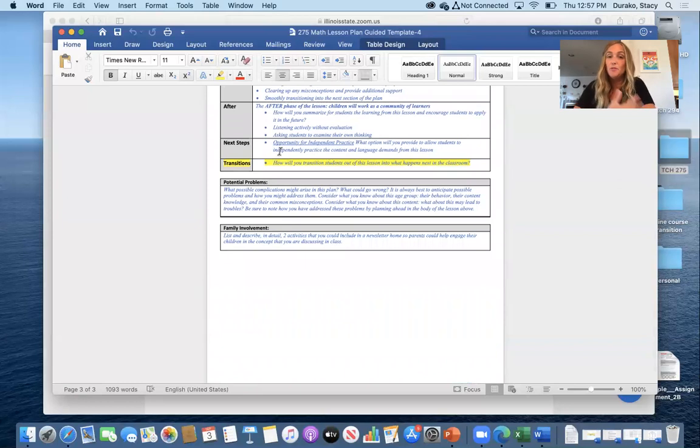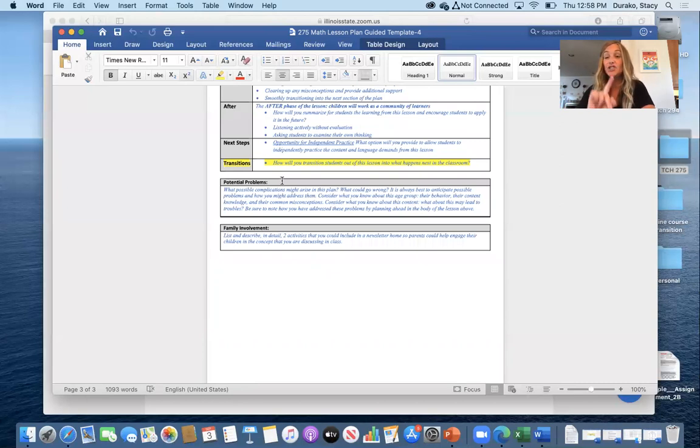Now, the next steps would be, it doesn't have to be in this lesson, but how will you offer, if they were working in groups, for example, some independent practice? Are they doing a homework assignment? Tomorrow, are you going to lead into some more independent practice?